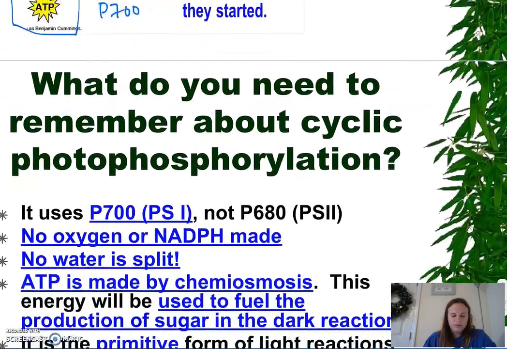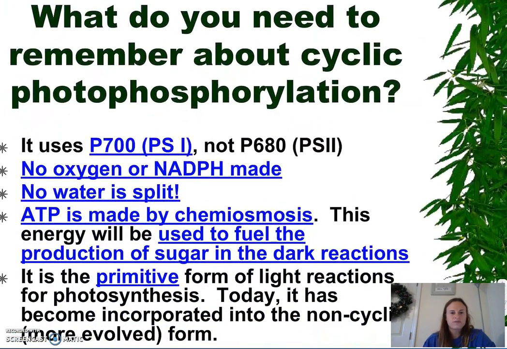So what do you need to remember about cyclic photophosphorylation? It uses just photosystem 1, just PS1, just P700. Photosystem 2 is not involved. There's no oxygen or NADPH made. Only ATP is made, and it's made by chemiosmosis.